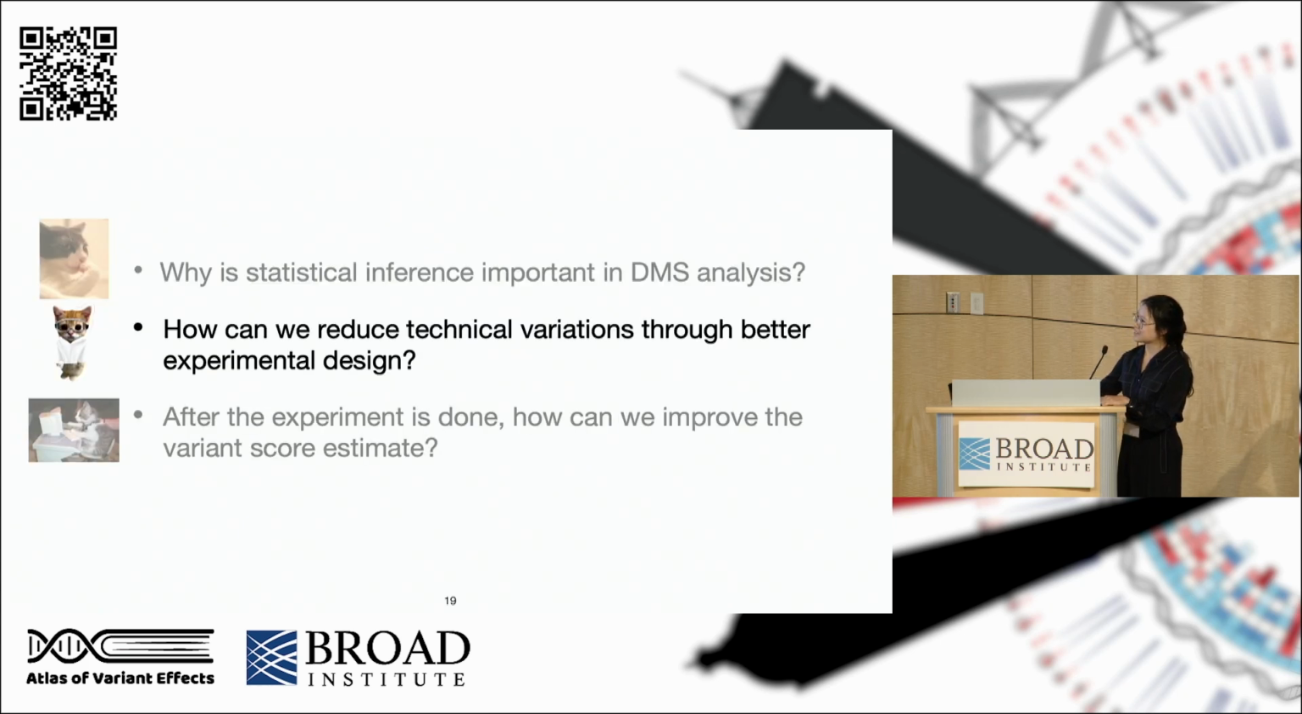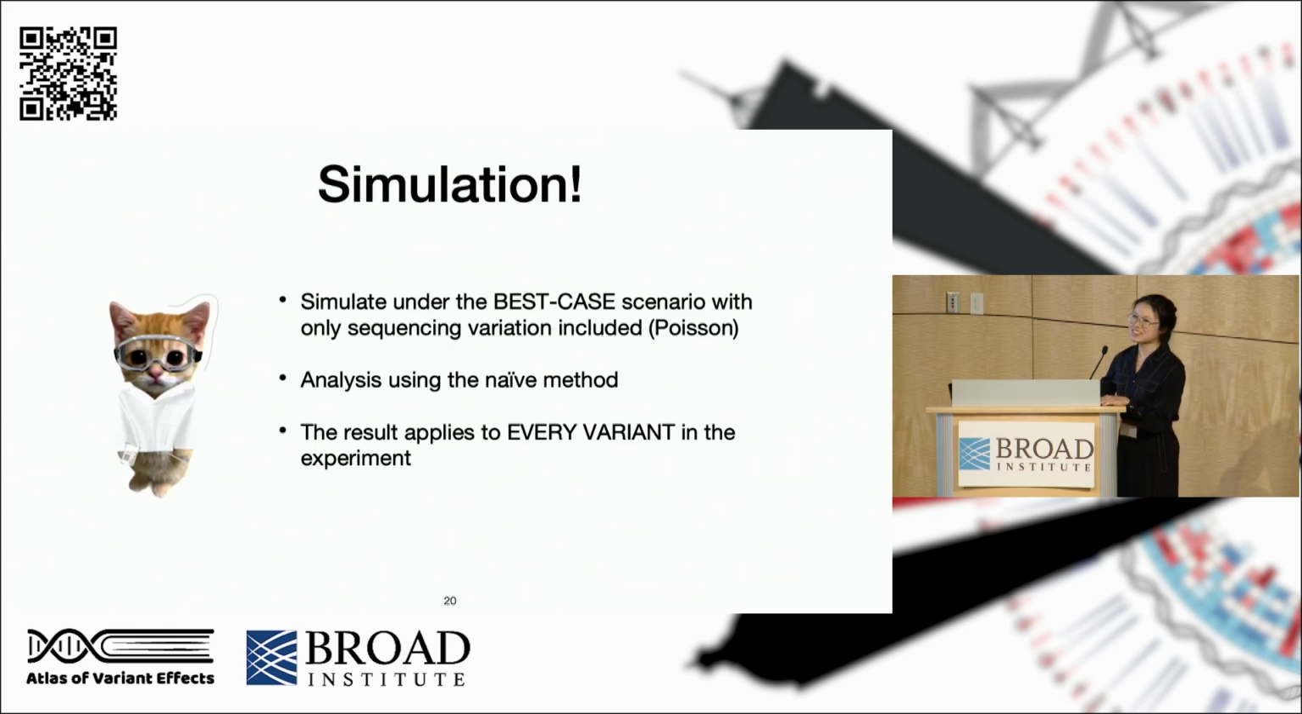Okay. And the second part, I'm going to convey some really simple messages that Harold initially wants to convey. So how can we reduce technical variations through better experiment design? I'm going to show you a lot of simulations here. These are simulated under the best case scenario with only sequencing variation included. Harold really wants me to stress that this is the best case scenario.